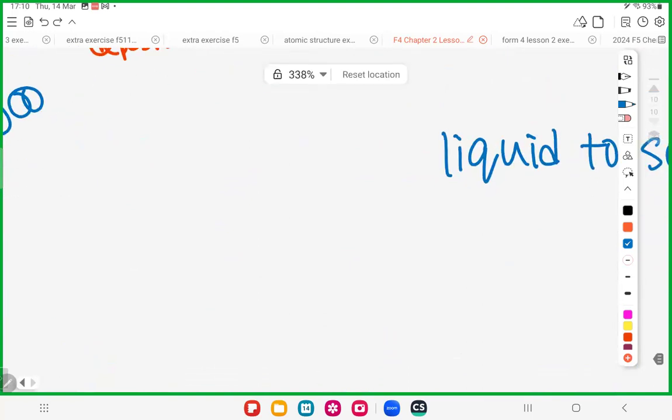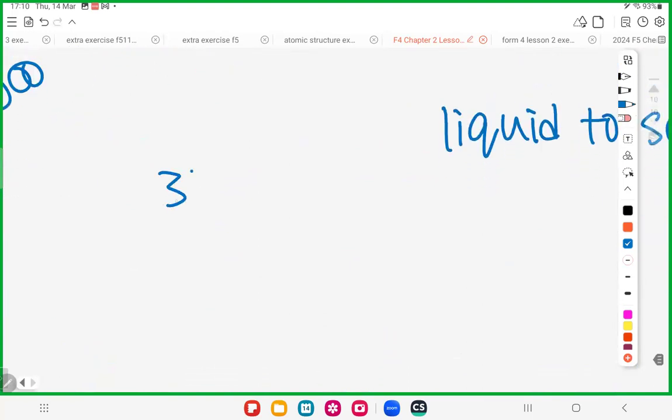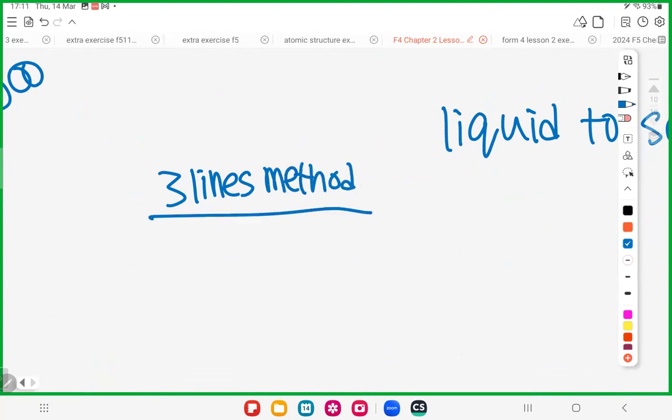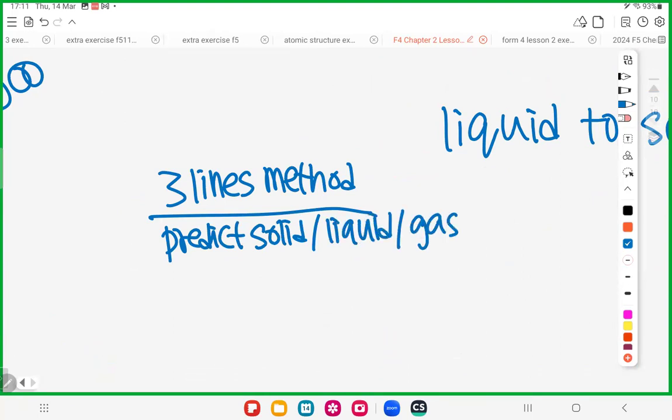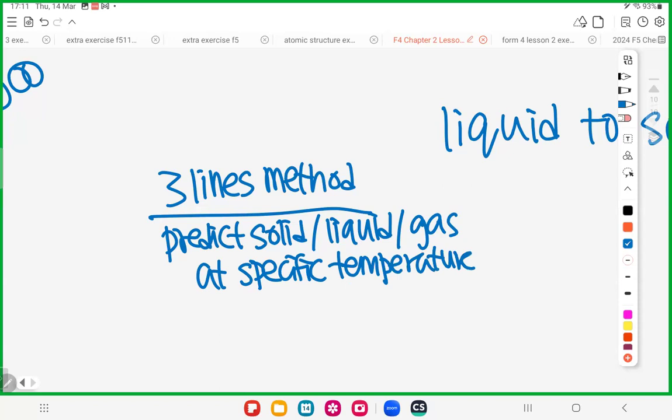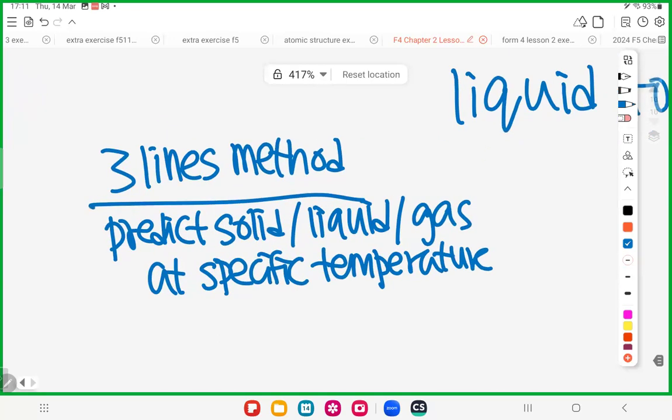The last thing we learned in the previous lesson is called 3 lines method. So what is 3 lines method, everyone? We draw 3 lines that can help us to predict whether we have a solid, a liquid, or a gas at a very specific temperature. Okay, let's do one example for quick revision, not demonstration. Quick revision. Then we move on.